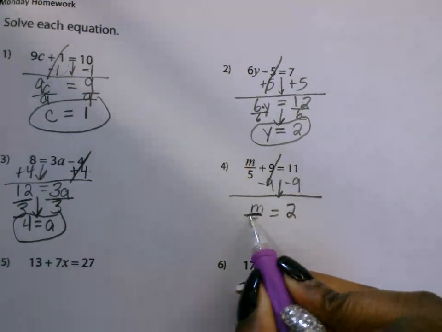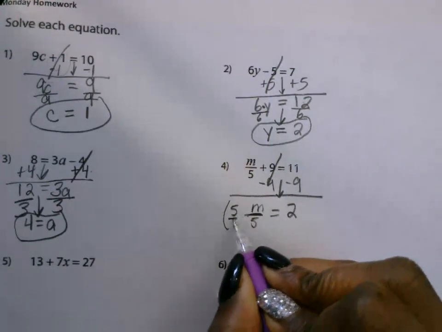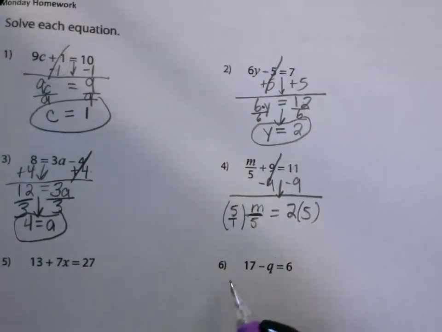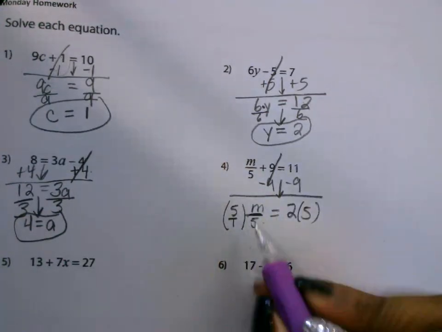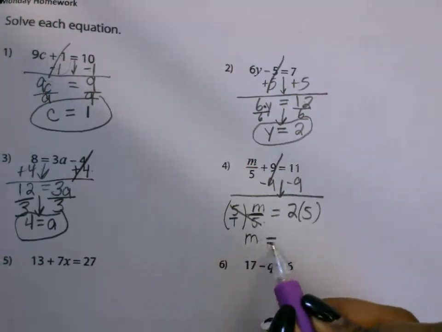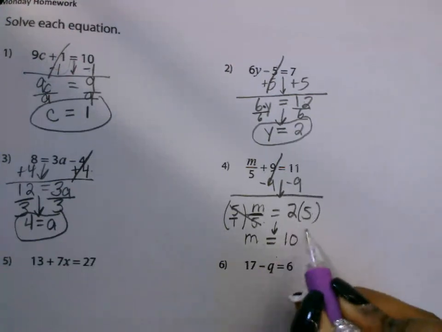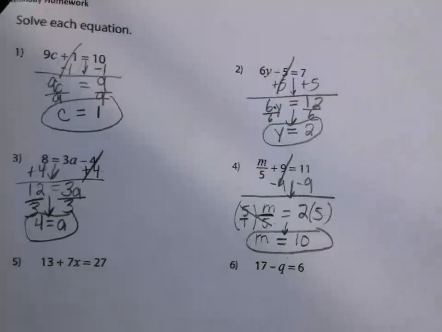This is division. The opposite of division is multiplication. So we're going to multiply by 5, or 5 over 1, on both sides. When we multiply this side by 5, that's 5m on the top, 5 on the bottom. 5 divided by 5 cancels out, and I'm left with just the m. Bring down the equal. 2 times 5 gives me 10. So m here is equal to 10.